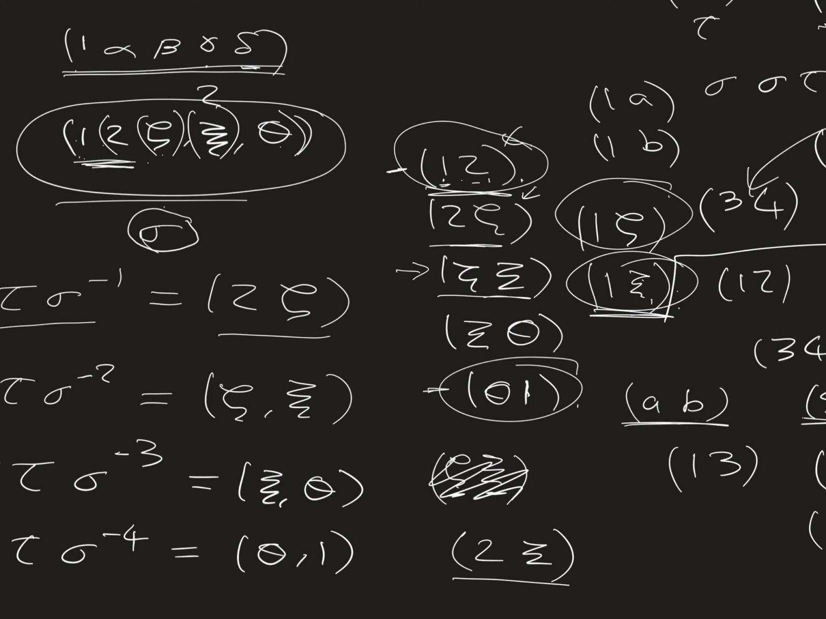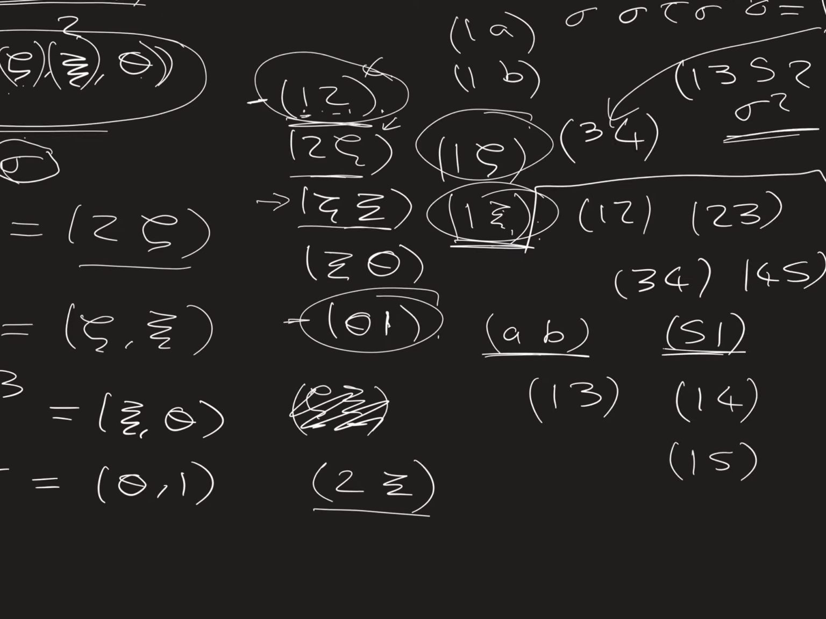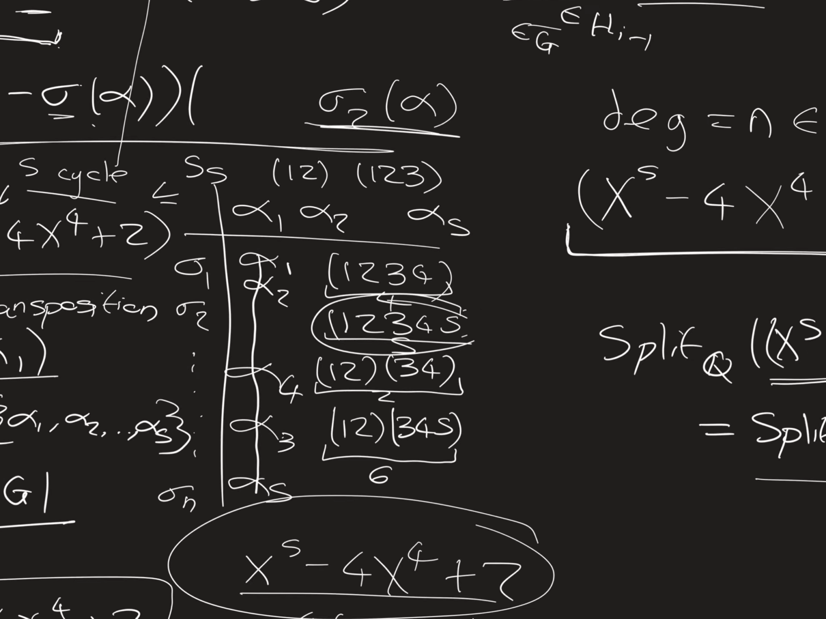So that's an argument as to how I can get any transposition once I've got a transposition and a 5 cycle, and ergo, once you've got all transpositions, you've got everything. So that then proves that a transposition and a 5 cycle does indeed generate the whole of S5.